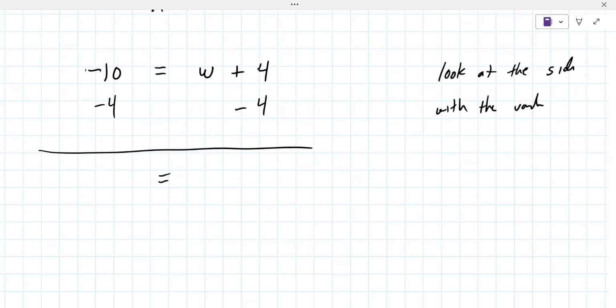W equals -14. Good. So you actually already answered the next part, which is that you should, and I hate that word, but that's kind of the right word here, it's best, it's preferred to put the variable on the left.